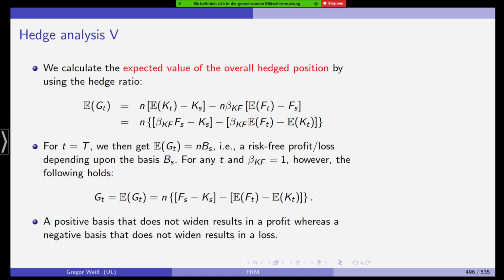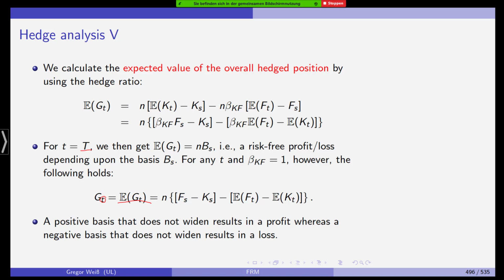And for any t and the beta factor being equal to 1, however, we have the following, that the profit and loss at any time t, not just capital T, is given by, actually it's the expected value, it's no longer stochastic, and it's N times Fs minus Ks minus expected value of Ft minus expected value of Kt.